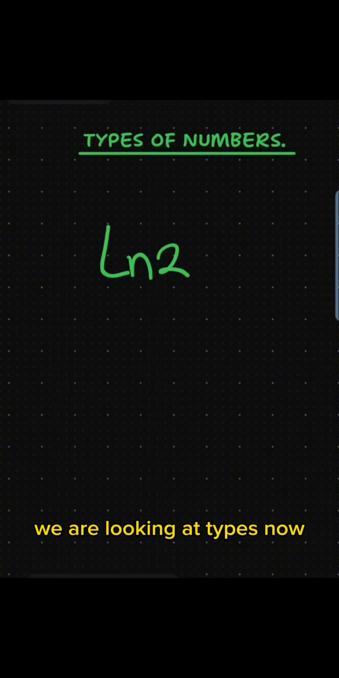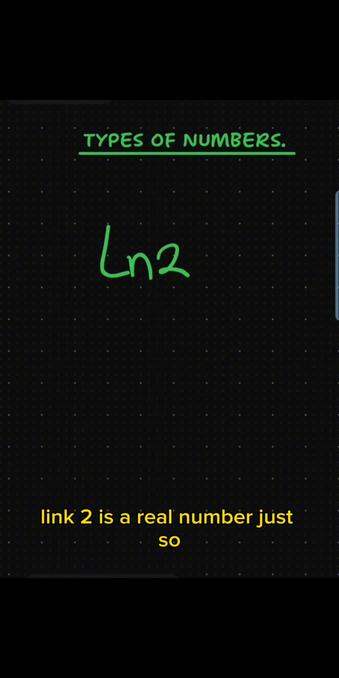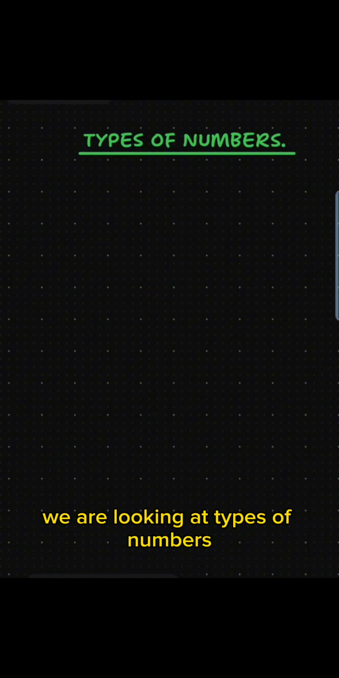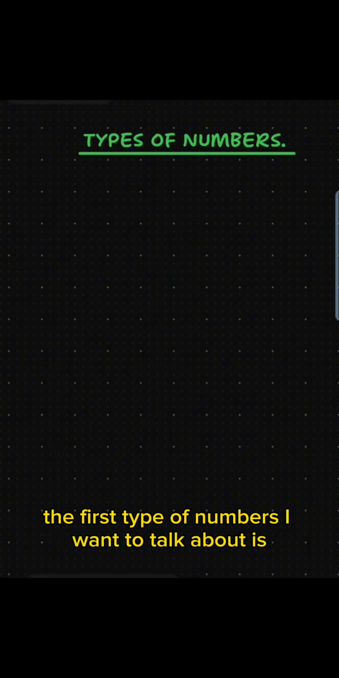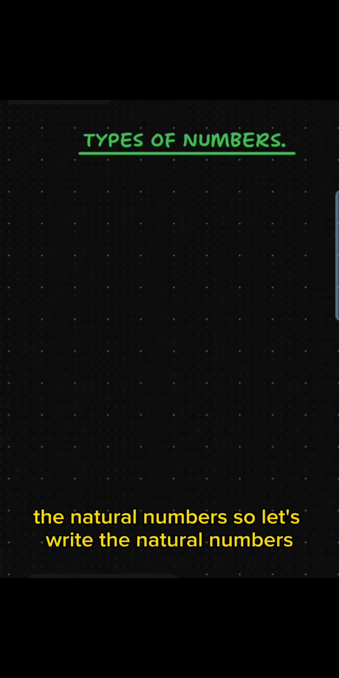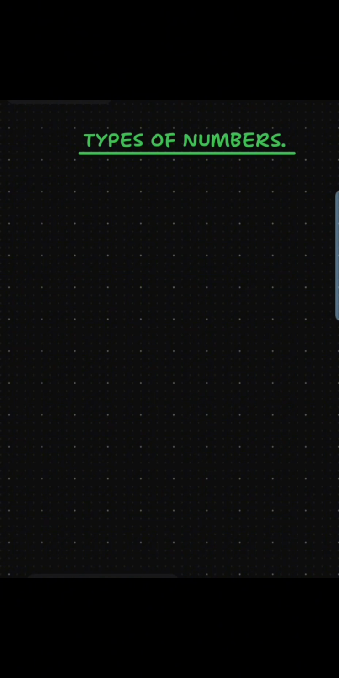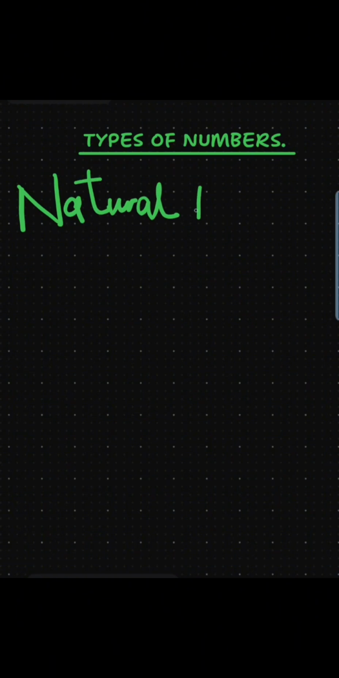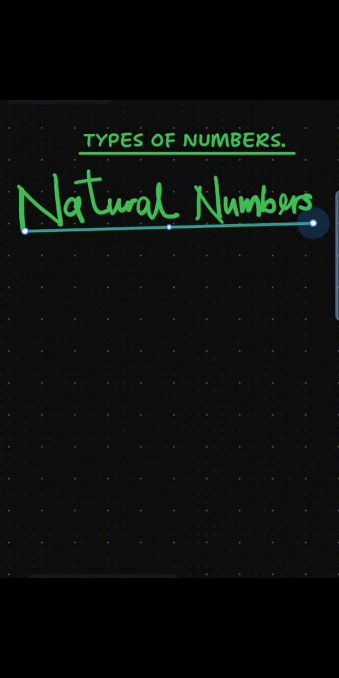Okay? So we're looking at types of numbers. Now, ln 2 is a real number, just so you know. Now, the first type of numbers I want to talk about is the natural numbers. So let's write the natural numbers. Natural numbers. Now, so what are natural numbers?